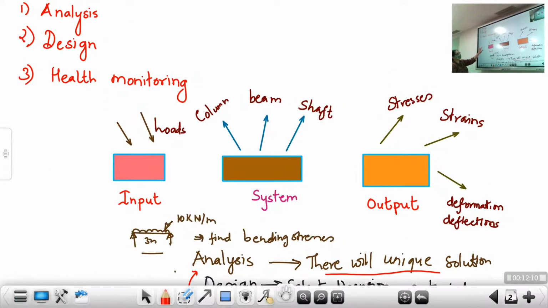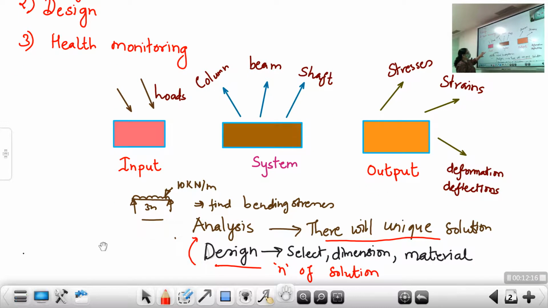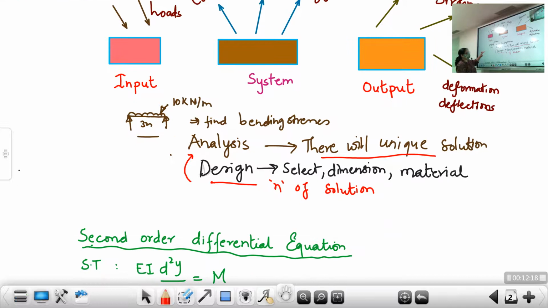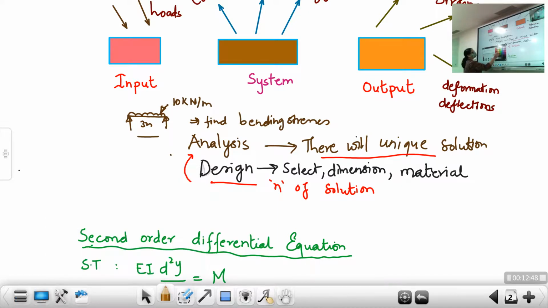The third type is health monitoring. Say you build a system, you design a system, it is constructed. What happens after some years? Just to let you know, 20 years back I was not using my spectacles. The reason was I had perfect vision. After 20 years down the line, I started using them. So what is happening is the system is getting deteriorated, and it requires health monitoring. So the third type of problem would be health monitoring.